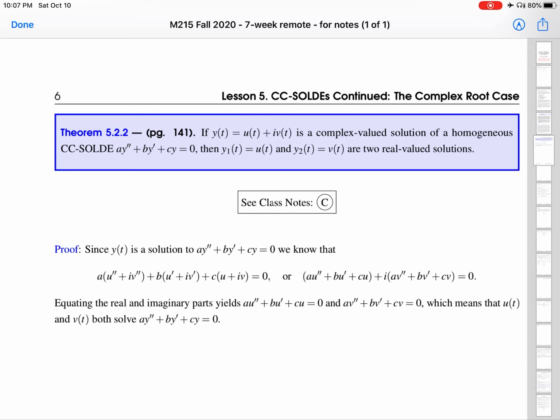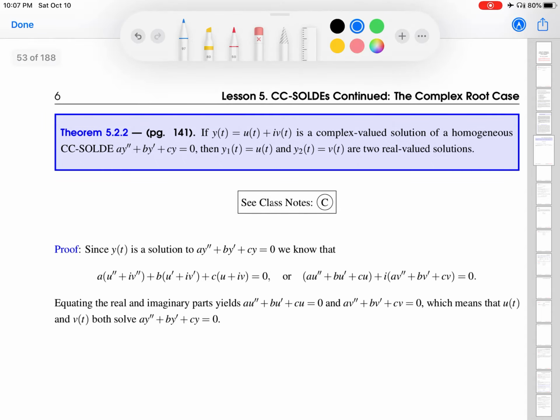And this class note is really about proving Theorem 5.2.2. So let's first read the theorem and then we'll talk about what the proof looks like. The theorem says if y of t equals u plus iv is a complex valued solution, so meaning that the solution involves complex numbers, of a homogeneous CCDE, then y1 equals u of t and y2 equals v of t are two real valid solutions.